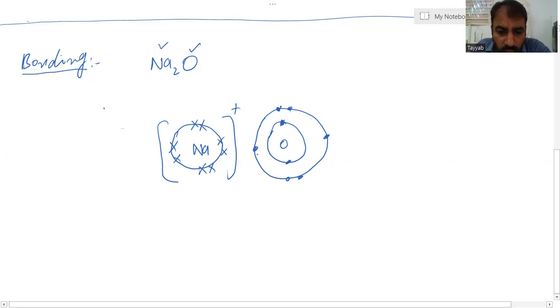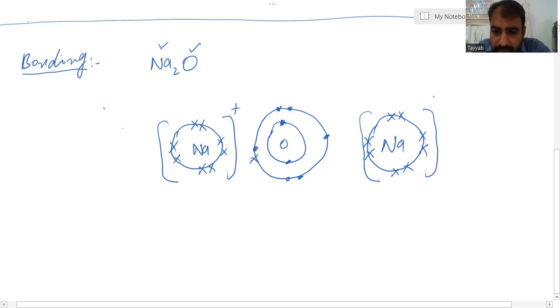From each sodium, 1 electron comes. Here I would like to again draw a sodium atom in its outer shell. There are also 8 electrons, and it has lost its 1 electron in the outer shell and will get a positive charge. So this is positive, and now this is negative. So with the help of these examples, we have done the dot and cross diagram of sodium oxide and sodium chloride.